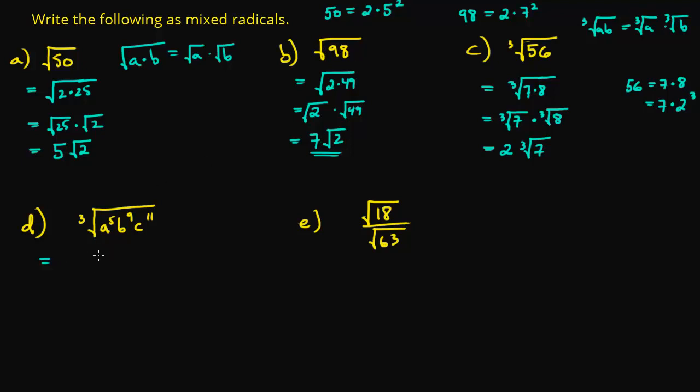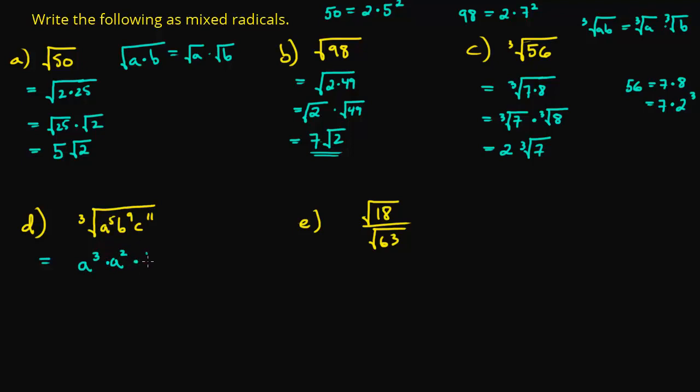So let's go ahead and we'll try this out. So I can rewrite this as a to the power of 3 times a squared, because when I multiply two bases that are the same, I can add their exponents. So a to the power of 3 times a to the power of 2 is a to the power of 5.